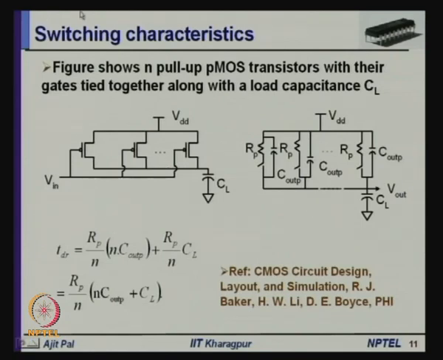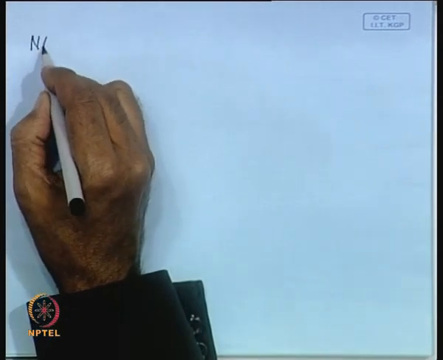Whenever we consider the switching characteristics, the figure shows n pull-up PMOS transistors with their gates tied together along with a load capacitance CL. For the sake of simplicity, we have assumed that the PMOS transistors are tied together, that is the typical NAND configuration, and this is connected to CL. In this case, the equivalent circuit for the PMOS network of an n-input NAND gate will be as follows.